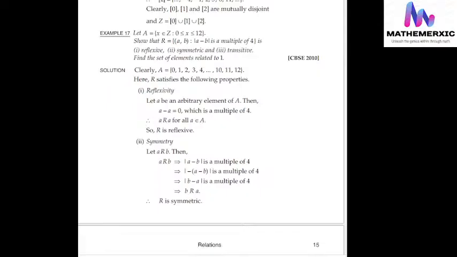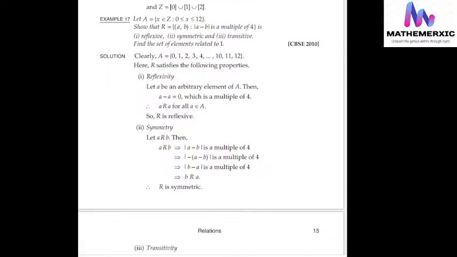Obviously, R satisfies the following properties. Reflexivity: let a be an arbitrary element of A, then a minus a is 0, which is a multiple of 4. So a is related to a for all a belonging to A, so R is reflexive in nature. Again, we go for the symmetry part. The modulus of a minus b is a multiple of 4, and the negative of that is also a multiple of 4, so it is symmetric in nature.